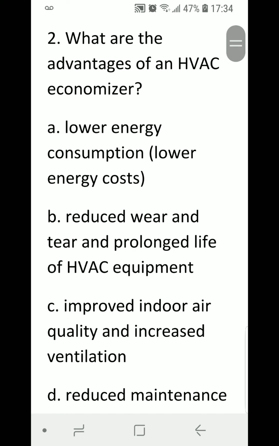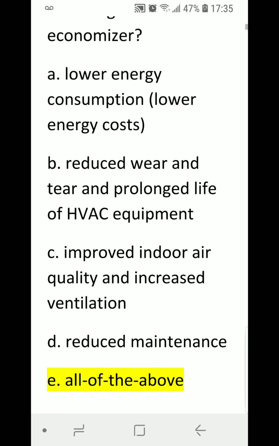Number 2. What are the advantages of an HVAC economizer? A. Lower energy consumption, lower energy cost. B. Reduced wear and tear and prolonged life of HVAC equipment. C. Improved indoor air quality and increased ventilation. D. Reduced maintenance. Or E. All of the above. Correct answer is E. All of the above.